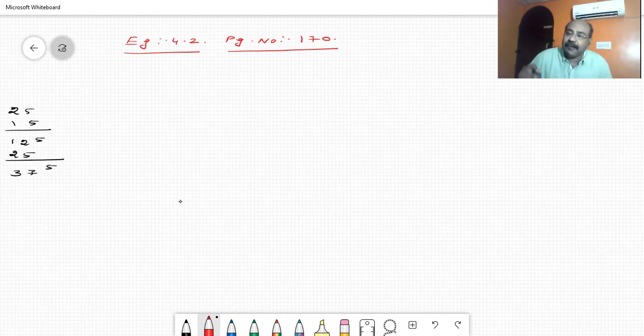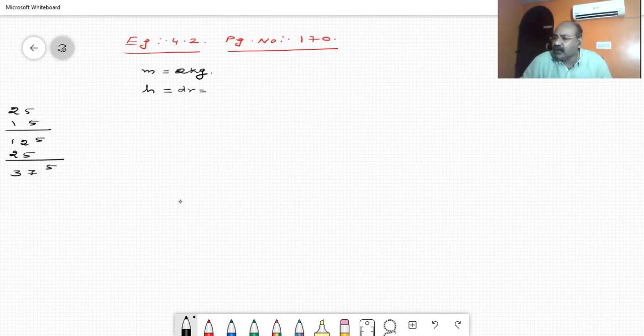Come on, go with the problem again. An object of mass 2 kilogram. So let us consider the mass of the object m is equal to 2 kilogram, falls from a height of 5 meters. The height it comes down is the displacement. If you want, write it as h, or consider it as dr, and that value we are taking as 5 meters. Then what is the work done by the gravitational force?